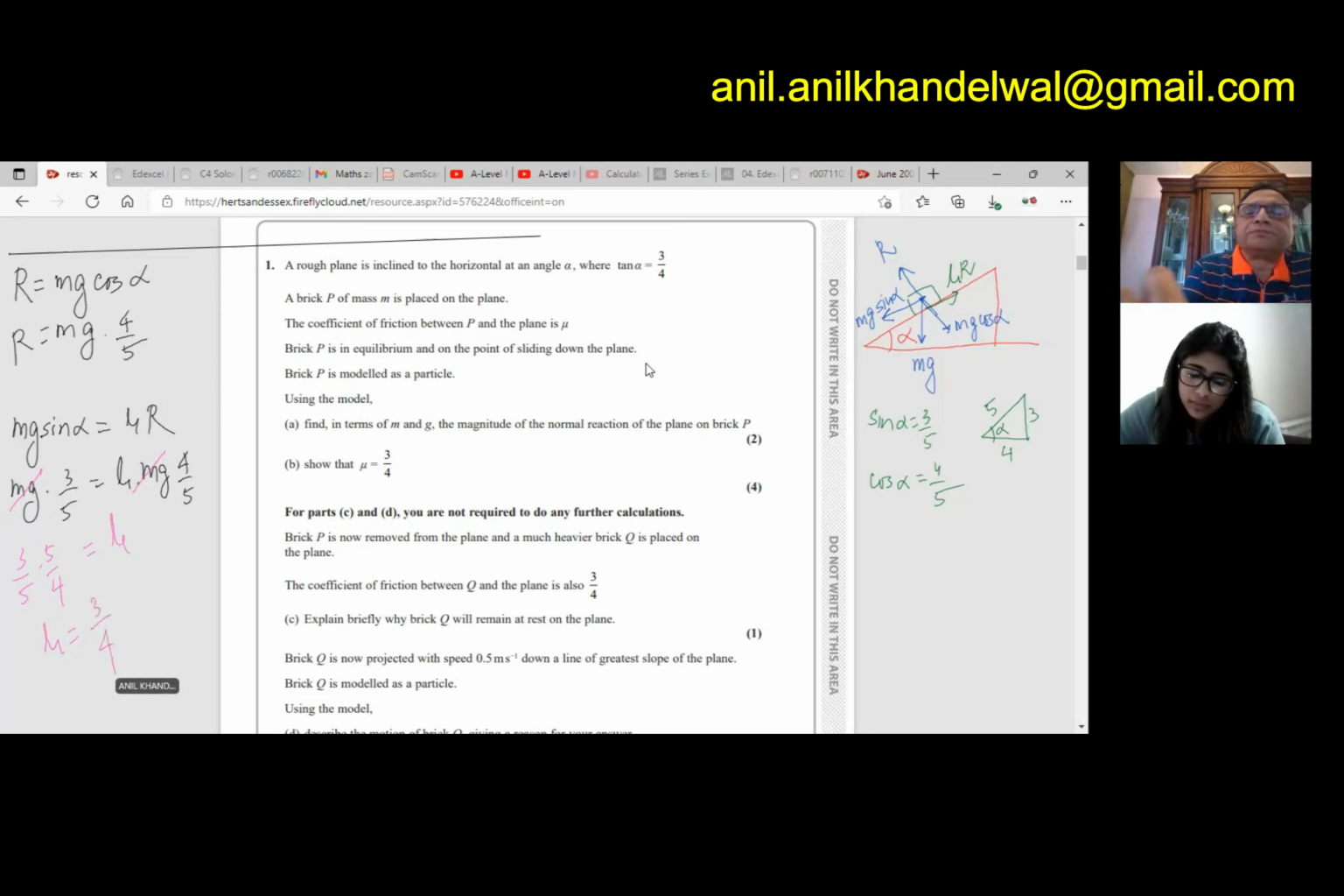Is that clear to you? So once you cancel these 5s, we have done part A, which is R in terms of m and g, is 4 over 5 mg, and part B, which is to show that mu is 3 over 4. So basically, mu is the tan alpha value. Do you see that? In this particular situation, that's a good thing to understand.